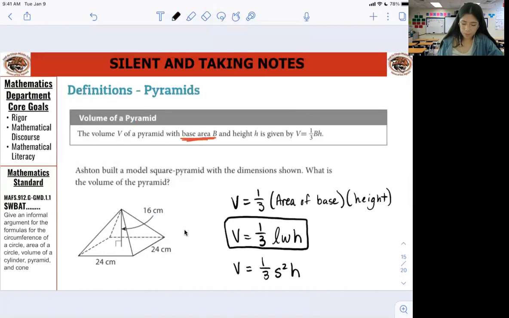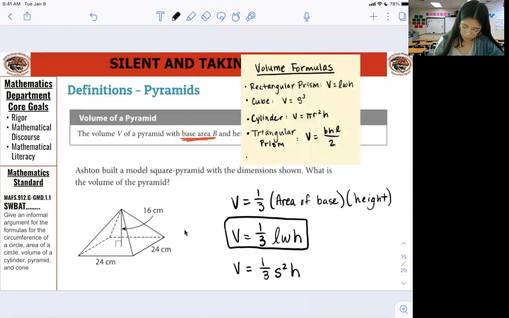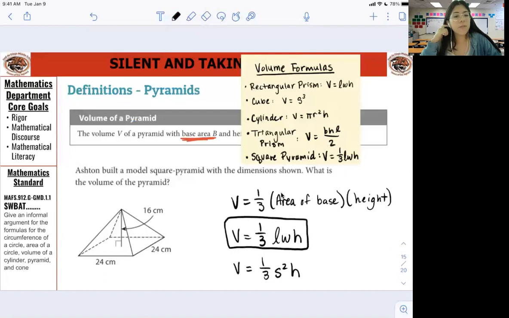So I'm going to go ahead and hopefully my sticky note is still there. Awesome. And this is a square pyramid, which is what we're going to be focusing on the most. So there's all the formulas. That's all the formulas we're going to cover today. Rectangular prism, cube, cylinder, triangular prism, and then square pyramid.